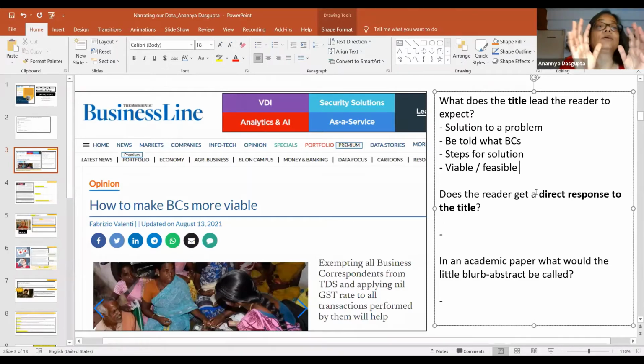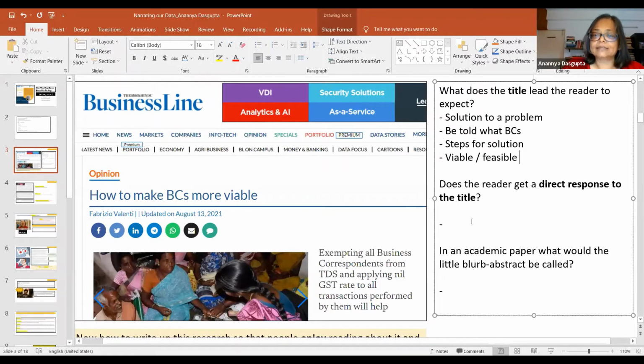But the title, although it begins with a how, is a statement. It's a statement of a process. How would we make something more feasible and viable? Because it seems as though they are not. That's what the title expects us to believe. Now, do we get a direct response to the title if we read what comes after that?